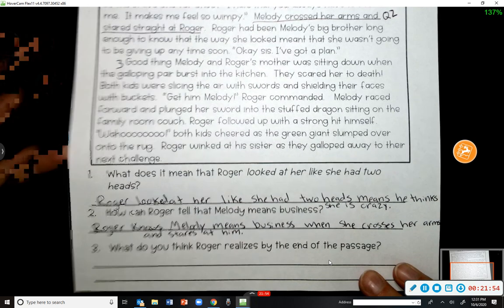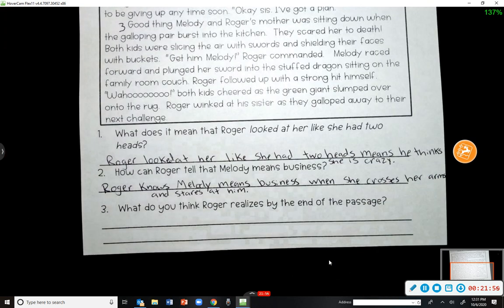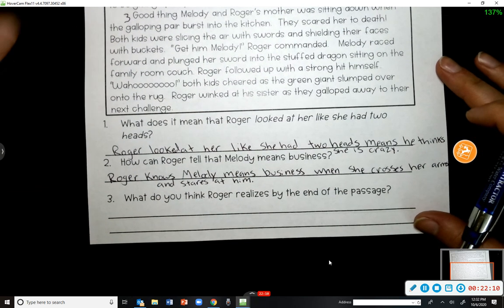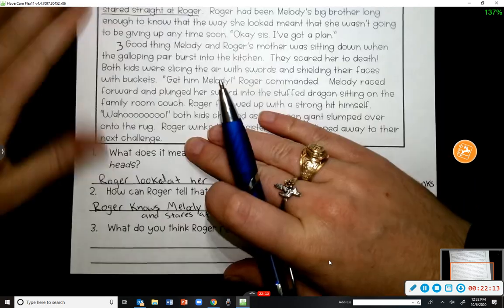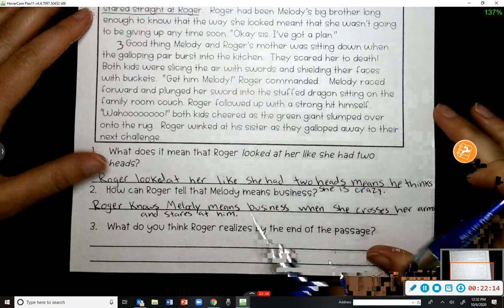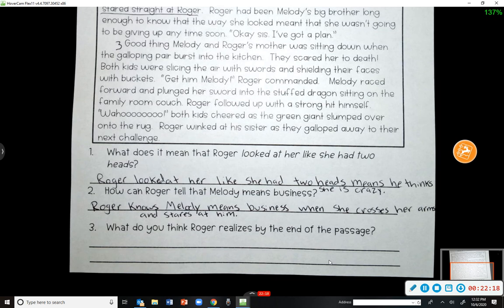Question number 3. What do you think Roger realizes by the end of the passage? So the end of the passage, what paragraph do you think that this is going to be in? 3, definitely 3. Probably it's going to be in paragraph 3 because that's towards the end of our passage. Okay, so we're going to just focus on paragraph 3 because it's the end of the passage. So what do you think Roger realizes by the end of the passage? Gregory? That she's not crazy anymore, I think. Yeah? Okay, go sit down.